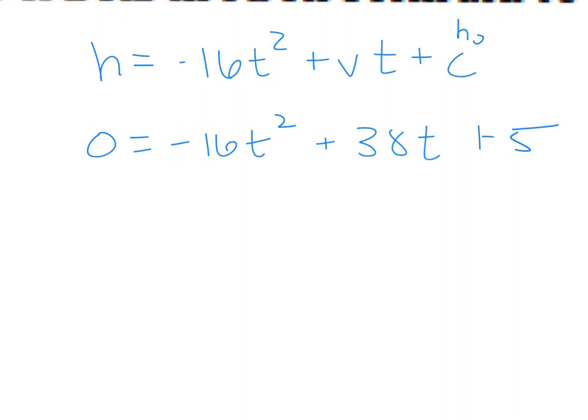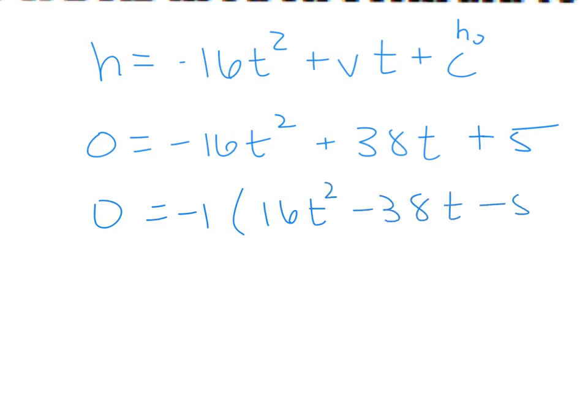So in this case, I'm going to go ahead and just pull out a negative 1 because there's no other GCFs or anything like that. So I'm going to pull out a negative 1 and get 16t squared minus 38t minus 5. Okay, now I'm going to start my factors. So 1 times 16, 2 times 8, and 4 times 4. And then the 5 here will be 1 times 5.